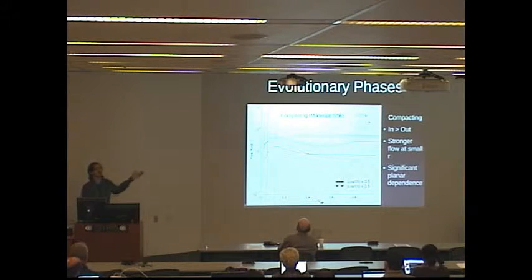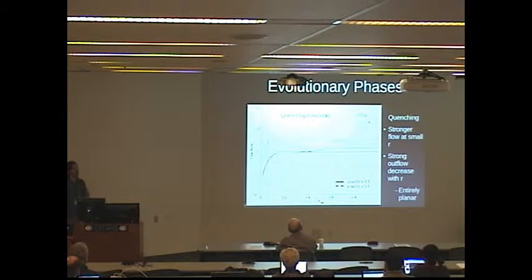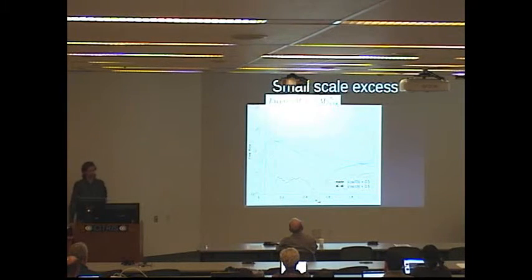In compacting, you start to have significant recycling. It looks the same as what we saw before. And then in quenching, you have even more so. So we find that at late times, we are having a lot more of this recycling happen.